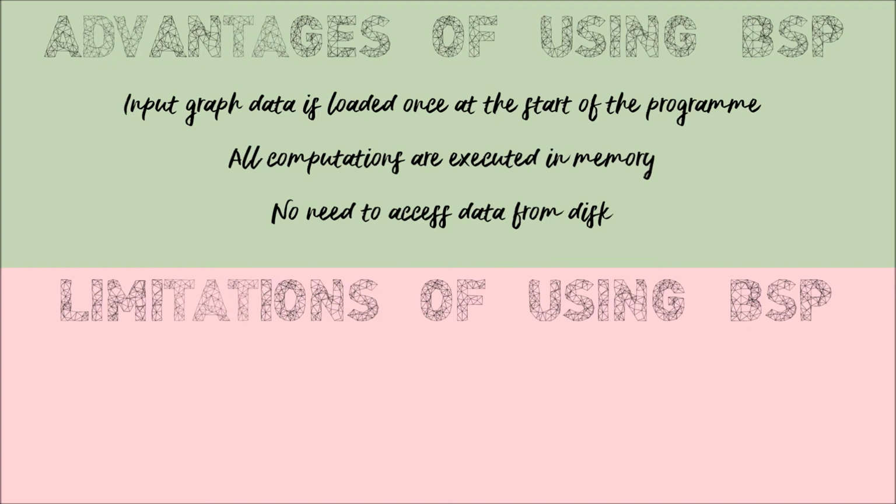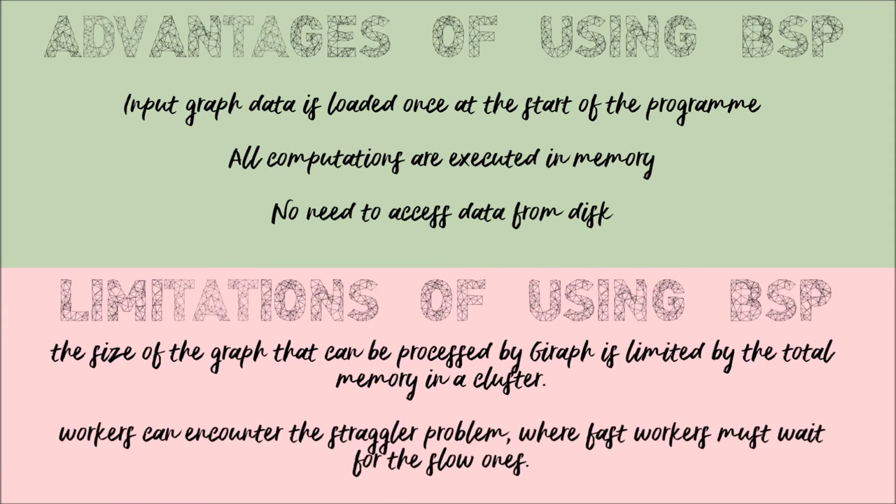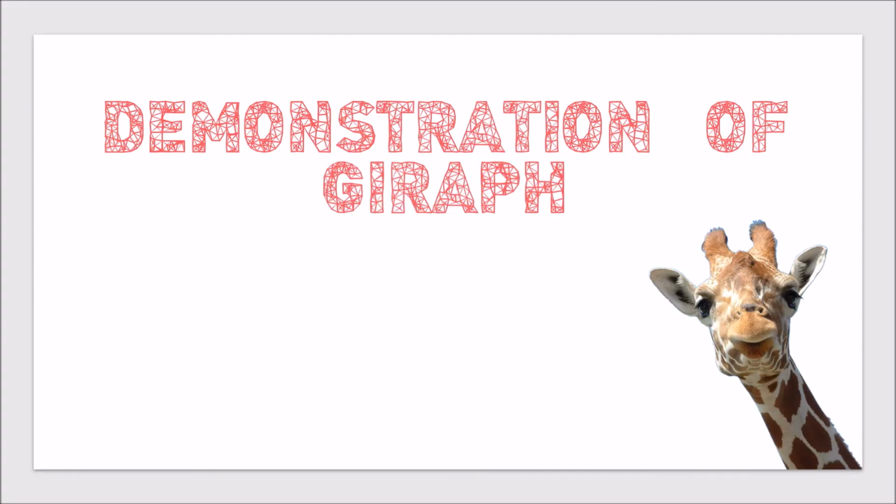However, it comes with a trade-off. The trade-off is that the size of the graph that can be processed by Giraph is limited by the total memory in a cluster. Another limitation of using Giraph's BSP is that workers can encounter the straggler problem, where faster workers must wait for the slower ones. Next, Zhi will lead us through a demonstration of Giraph.